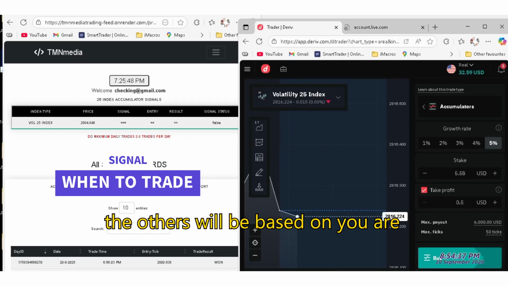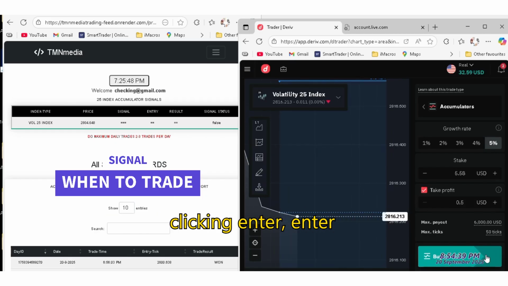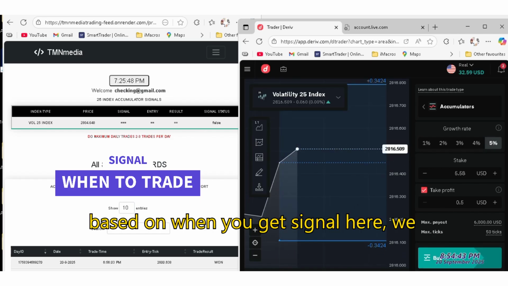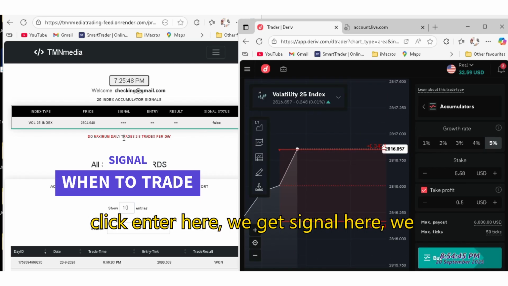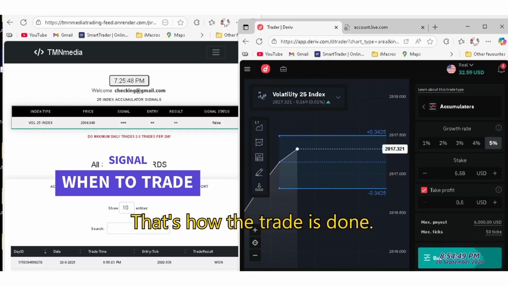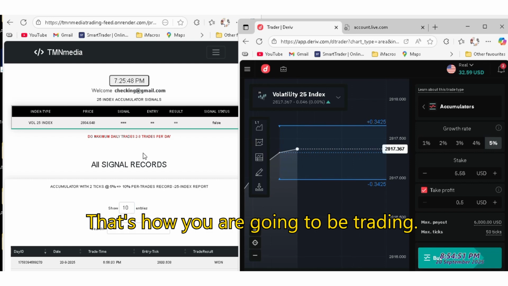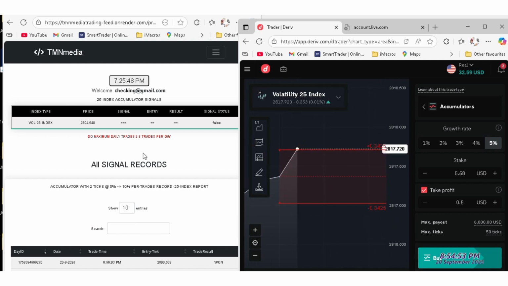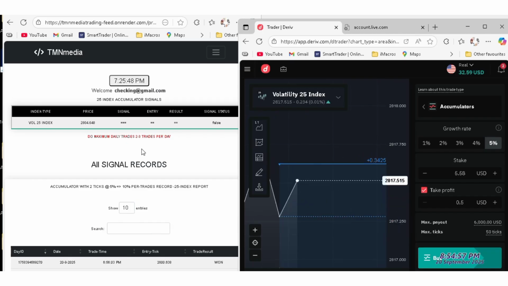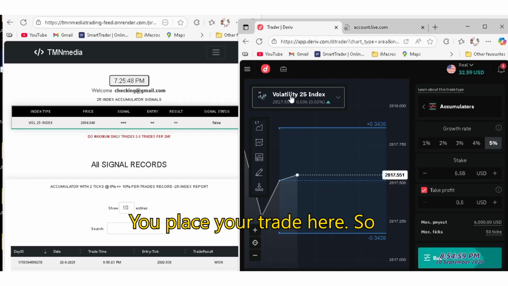Then the others will be based on you clicking enter. Based on when you get signal here, we click enter here. We get signal here, we click enter here. Are you getting it? That's how the trade is done. That's how you are going to be trading. It is nothing more than that. That's how you're going to be placing your trade here.